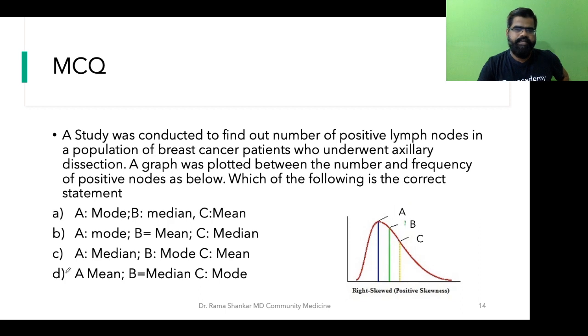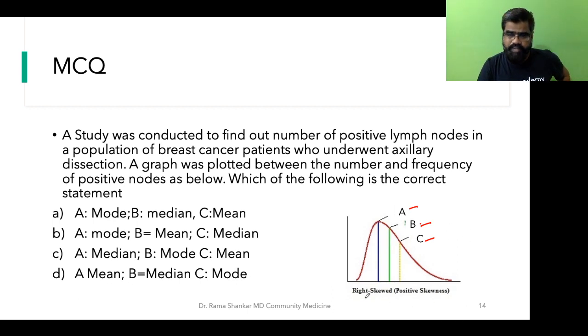Okay. Great. Now let's take the next question. A study was conducted to find out the number of positive lymph nodes in a population of breast cancer patients who underwent axillary dissection. A graph was plotted between the number and the frequency of positive nodes as below. Which of the following is the correct statement? You have the graph, it's given. So what is A, what is B, what is C? What do you think? A is mode, B is median, C is mean. Or A is mode, B is mean, C is median. Or A is median, B is mode, C is mean. Or A is mean, B is median, C is mode.